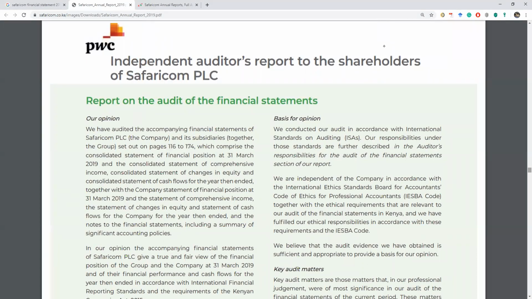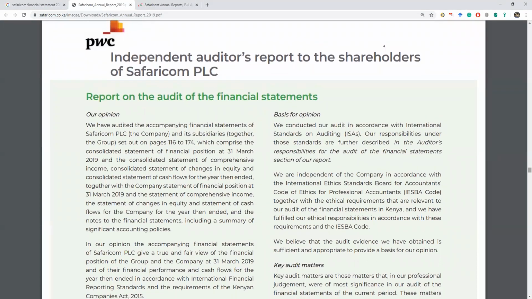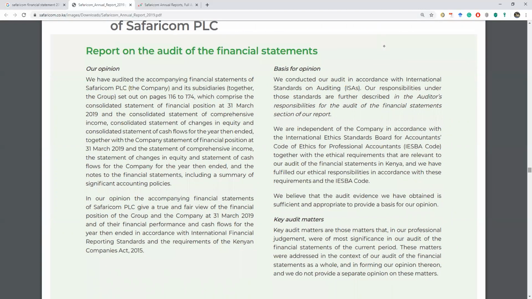We have the title, the independent auditor's report to the shareholders of Safaricom public listed company. As I mentioned, the key concern is the opinion paragraph. If you look at the second paragraph, the first paragraph is our opinion.